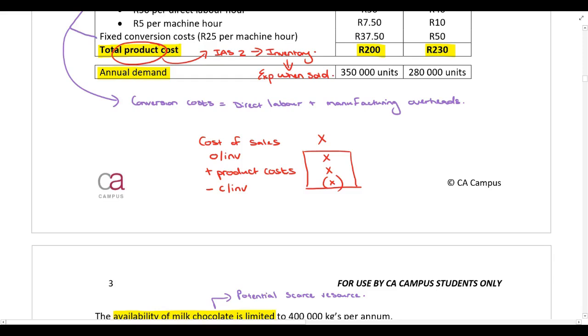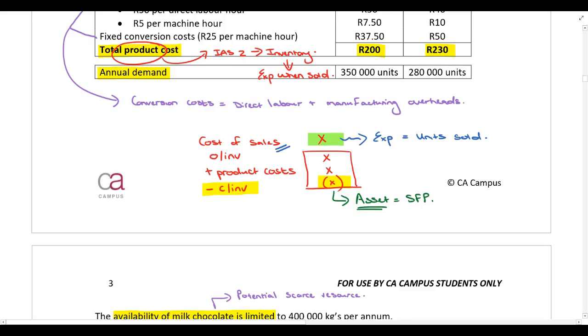So the reason why I'm showing you this is it's important to note that we only expense the product costs for the inventory that is sold in the period. This is the cost of sales. It's the cost of what they sell. So the amount that is expensed is based on the units sold during the period. Closing inventory over here, you can see, is not expensed. We reduce cost of sales with closing inventory because closing inventory is sitting as an asset on the statement of financial position. And this asset will only be expensed when the inventory is actually sold.